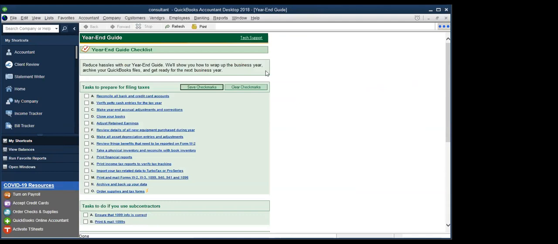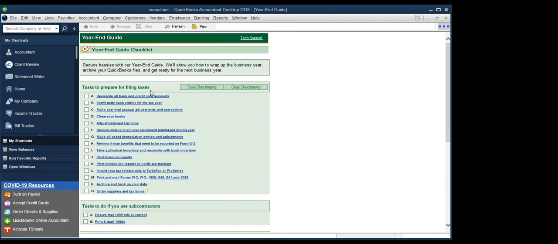Now it's not going to do it for you, but it's going to let you make check marks as you complete the task. So you have over here a task list for what should be done at year end to prepare for filing taxes. But it's not just for filing taxes, it's to prepare before you're preparing financial statements. Otherwise your financials are wrong.